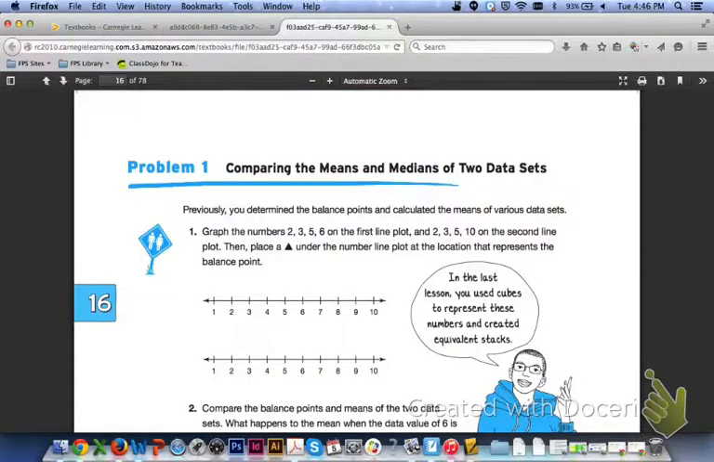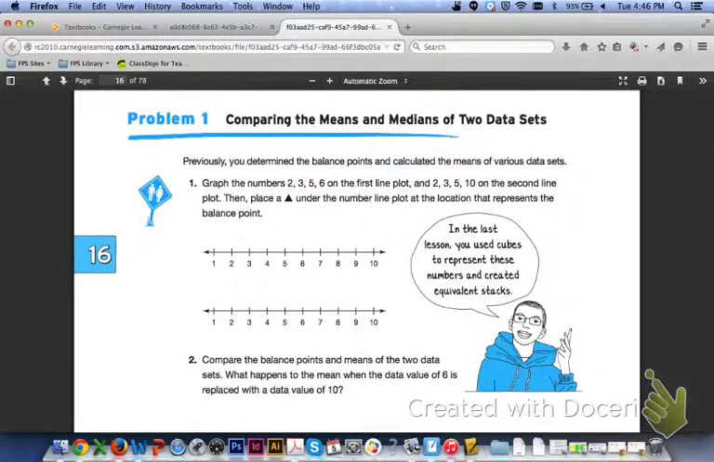So taking a look at problem 1, it says comparing the means and medians of two sets of data. It says previously you determined the balance points and calculated means of various data sets. It says graph the numbers 2, 3, 5, and 6 on the first line plot, and 2, 3, 5, 10 on the second line plot. Then place a triangle under the number line plot at the location that represents the balance point. So go ahead and do that now.